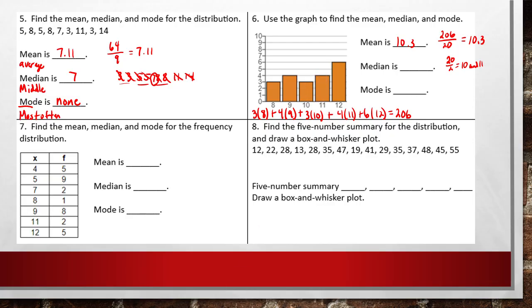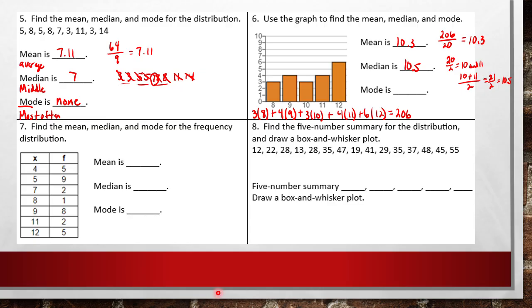Okay, so I have two numbers in the center, the 10 and the 11, so I'm going to add those together, and since there's two of them, I divide it by 2. That's because we have an even number of scores here. So 10 plus 11 gives me 21 over 2, which gives me 10.5. So my median is 10.5.